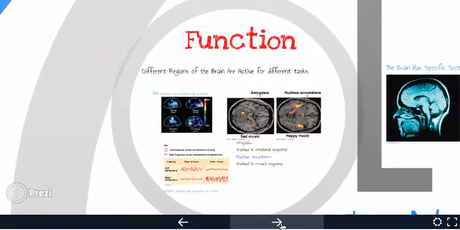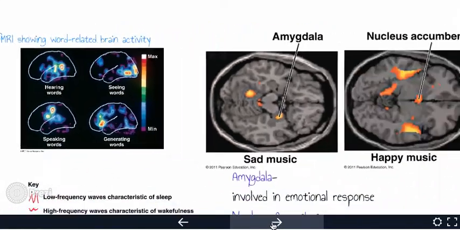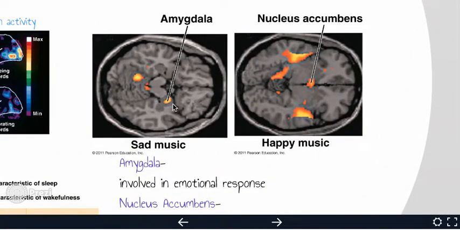Okay, so let's look at some functions. We can do functional MRI, which can show word-related brain activity. This is how we know which areas of the brain are controlling what. Maximum would be red, minimum is purple, so generating words is mostly in this prefrontal area. Seeing words, when you're reading, you're using this area of your brain for the most part. Hearing words, we can tell where the auditory center is, and then speaking words is right up in Broca's area.